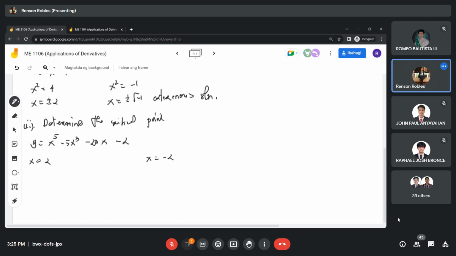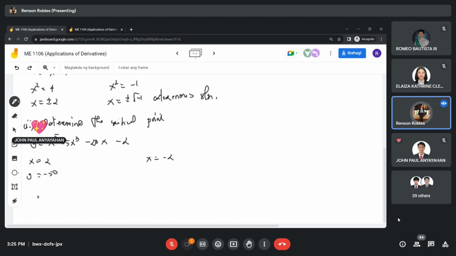Alright, what is the value of y? Just replace it here: 2 to the 5 minus 5 times 2 cubed minus 20 times 2 minus 2. Negative 50. So you have (2, negative 50). When x is negative 2, y is 46. So meaning we have (negative 2, 46).